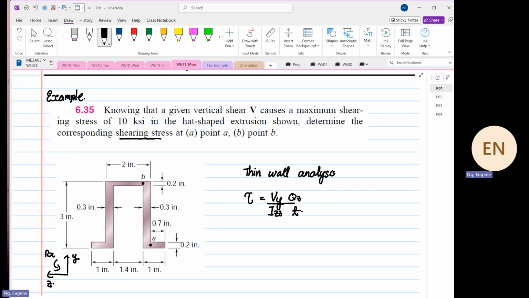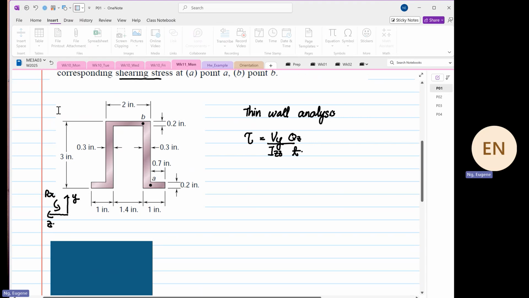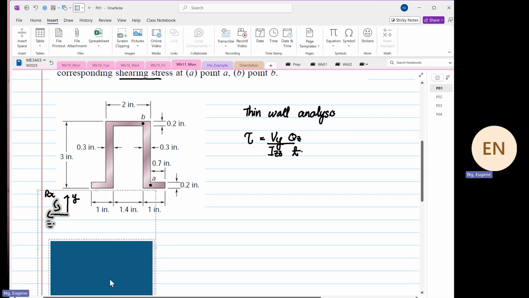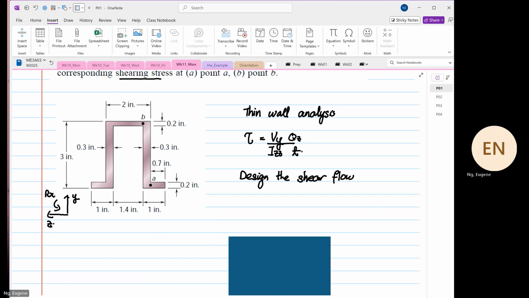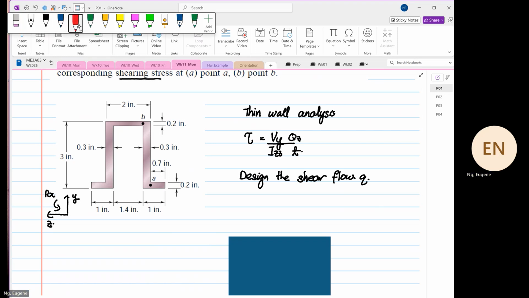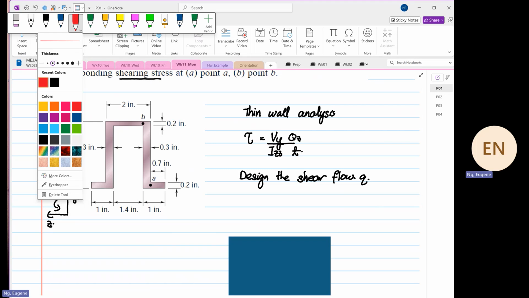So knowing that this is a thin wall analysis, we first have to determine the what? The shear flow, which is Q. We have to determine the shear flow first. So I'm going to determine the shear flow.